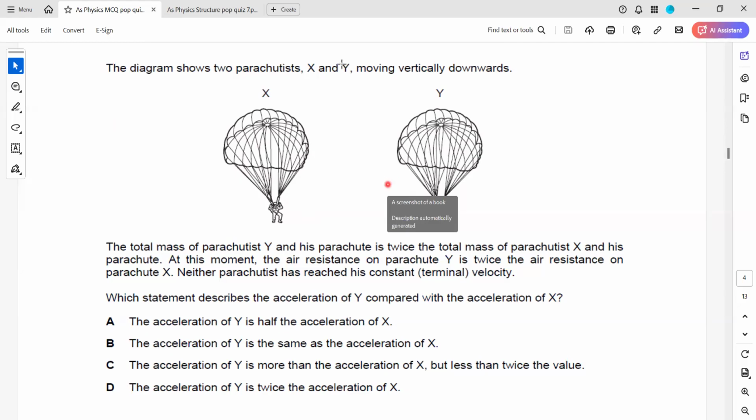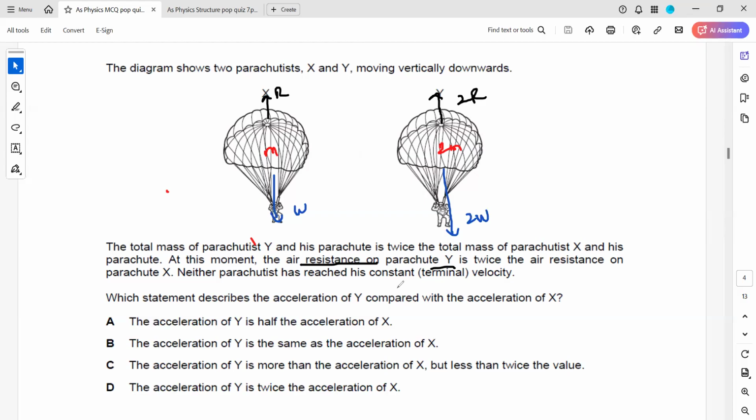So first, how can we work out the acceleration? First, we should know the resultant force. The mass of this one is m, the mass of this one is 2m. And the resistive force, the force which is opposing the motion, is 2r here. As I mentioned, it is twice. At this moment, air resistance on Y is twice. So if here resistance is r, here resistance is 2r. If this mass is m, this mass is 2m. So it means the weight of this one is w, the weight of this one will be 2w.